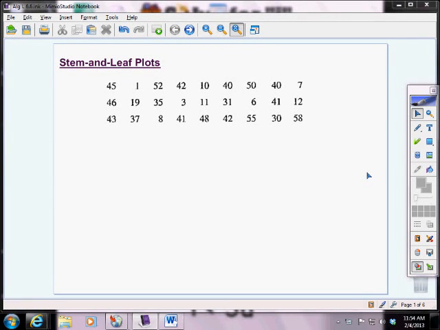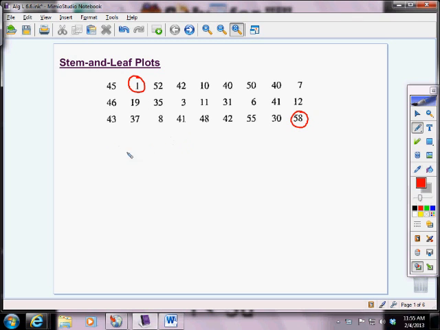A stem and leaf plot is an arrangement of digits, and we use it to display and order numerical data. Basically, a stem and leaf plot helps us to see distribution of data and put it in order. So if you look at this list of numbers here, if we wanted to make a stem and leaf plot of it, the first thing is you want to identify the smallest and the biggest number. So if I look through this data, I see 1 is my smallest number and 58, I believe, is my biggest number. So I'm thinking of it as I'm going from 1 to 58.